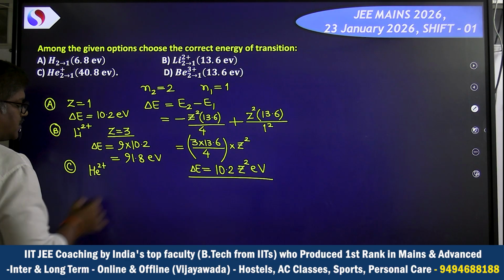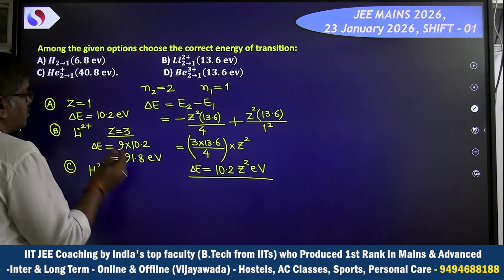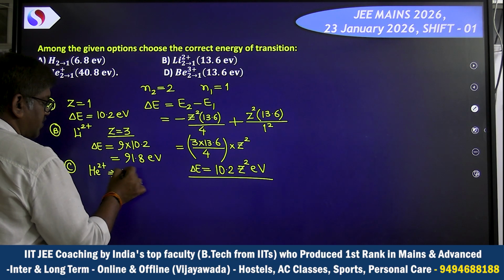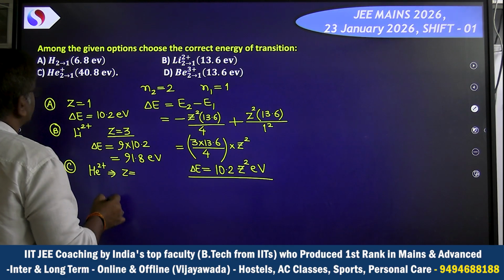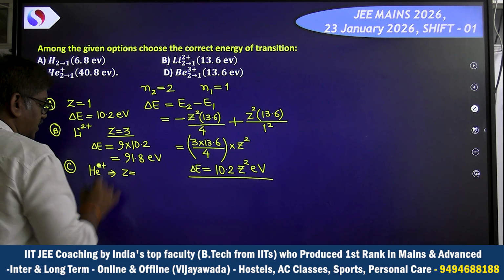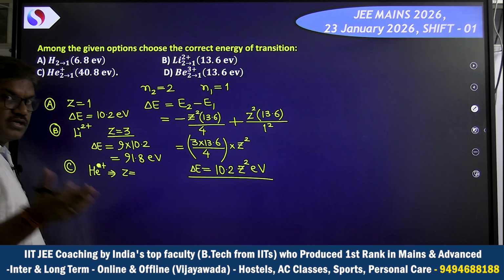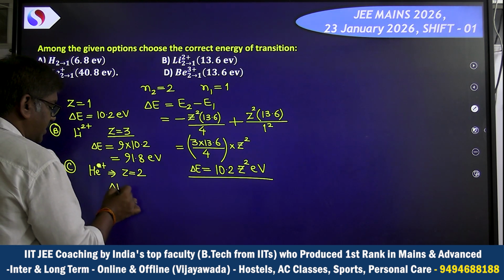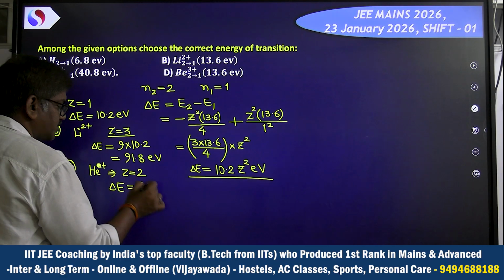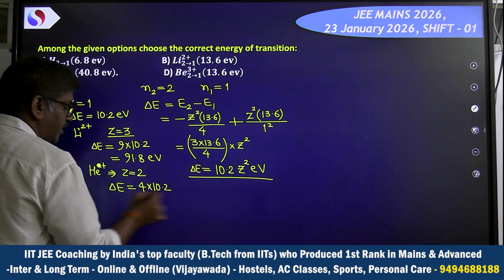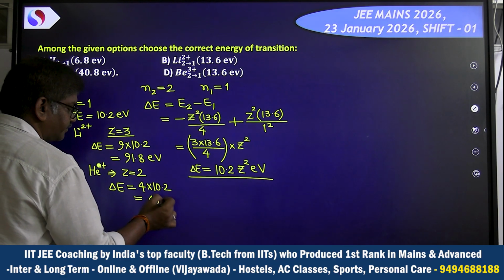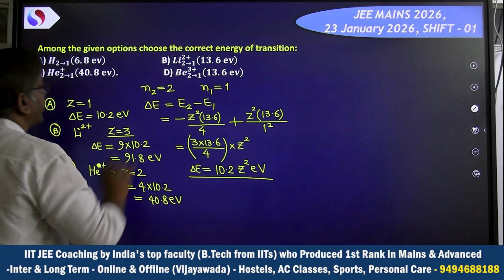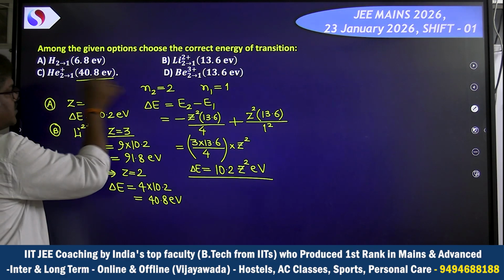Helium plus, transit from 2 to 1. So again for helium, your Z value will be, helium 1 plus, yes. Helium plus means one electron is out, one electron is there. So Z equals 2. That's why what is delta E for helium? It is 4 times 10.2, which comes out as 40.8. Right? And that is the answer, as you can see that.